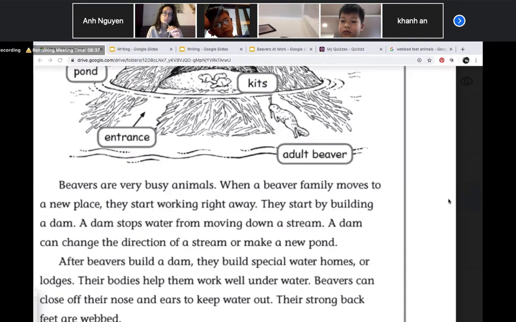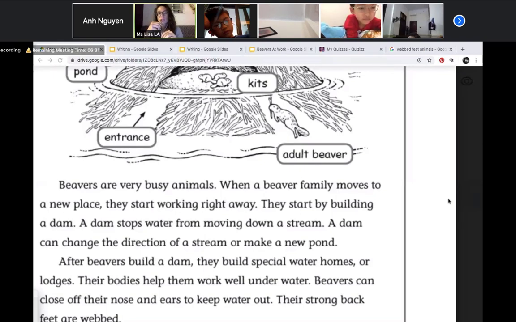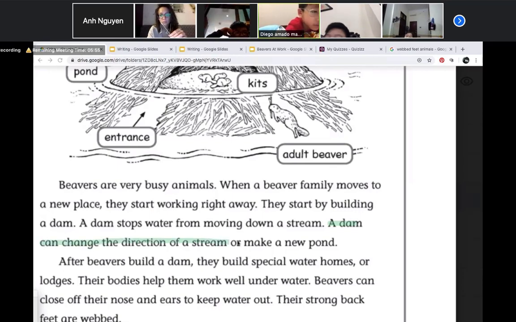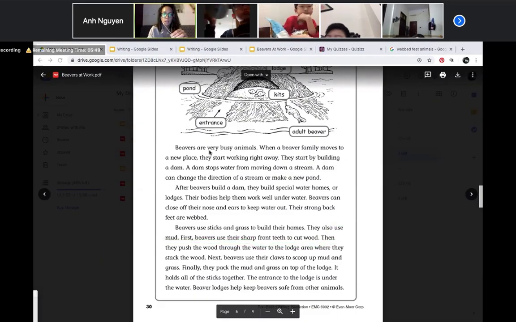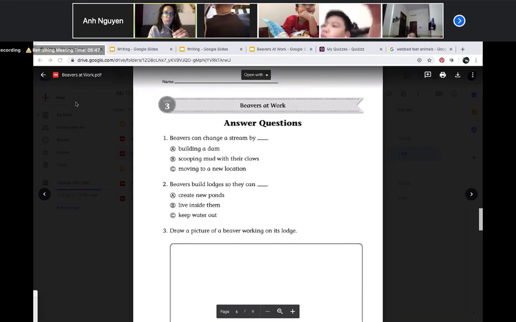After build a dam, they build a special water home. Does their water home stop or change the direction of water in a stream? No. What changes the direction of water in a stream? The dam. Okay. Can you read exactly the words that tell you from the paragraph, please? A dam can change the direction of a stream or make a new pond. Okay. So that is the answer to our question. A dam can change the direction of a stream or make a new pond. So beavers can change a stream by building a dam.